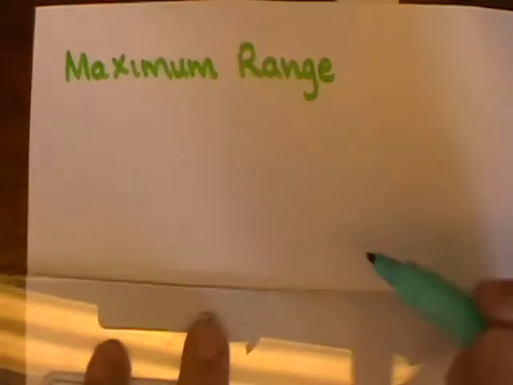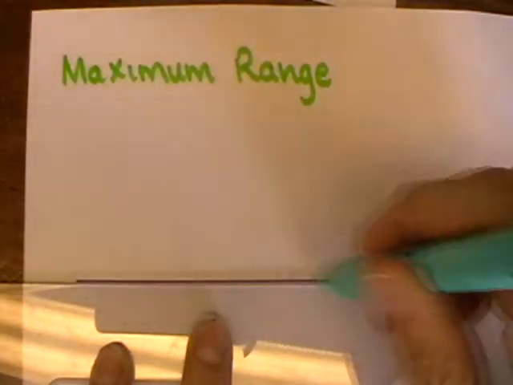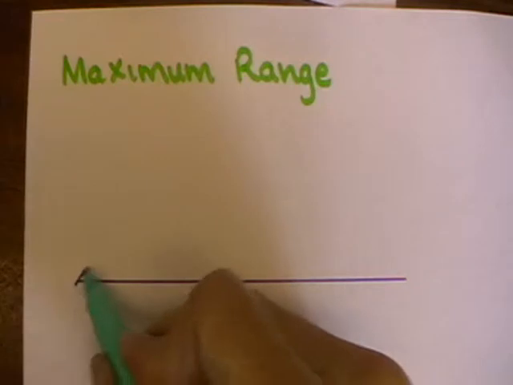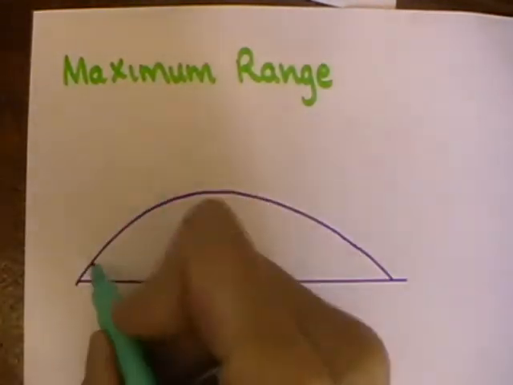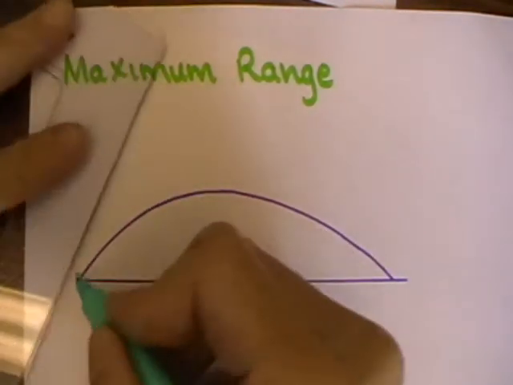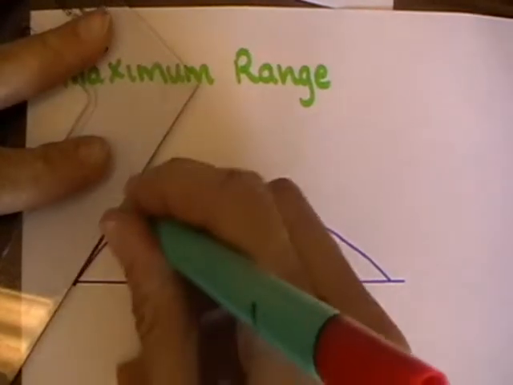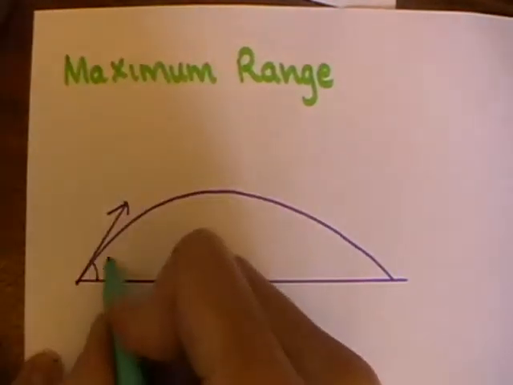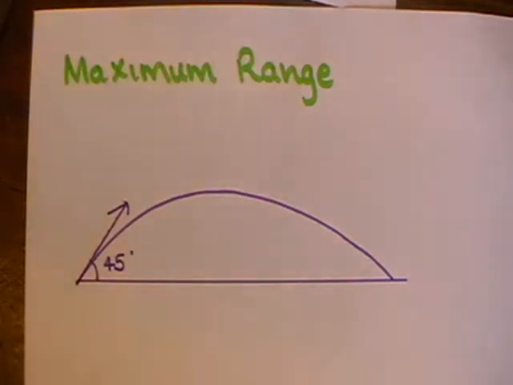Right, the last part of this projectile revision podcast is just about maximum range. You get a maximum range whenever your projectile is fired at 45 degrees, and so that gives you a maximum range. Sometimes you'll be asked a question about that.